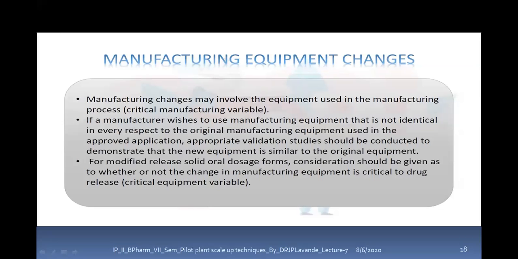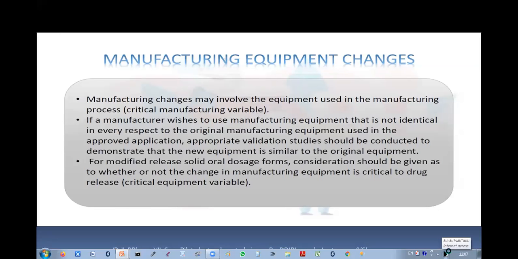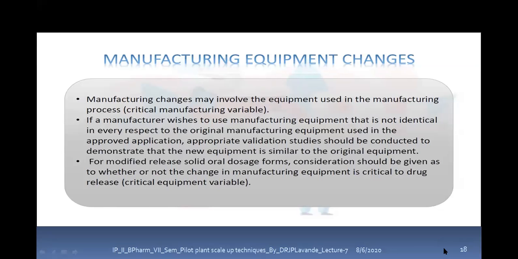So if we want to increase productivity by changing equipment, and it is not going to affect any kind of functioning, then it is acceptable. For modified release solid dosage forms, consideration should be given as to whether or not the change in manufacturing equipment is critical to drug release. That is the critical equipment variable.